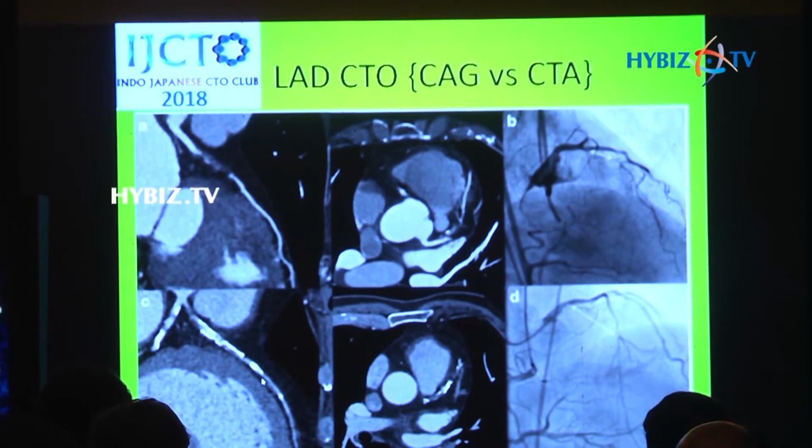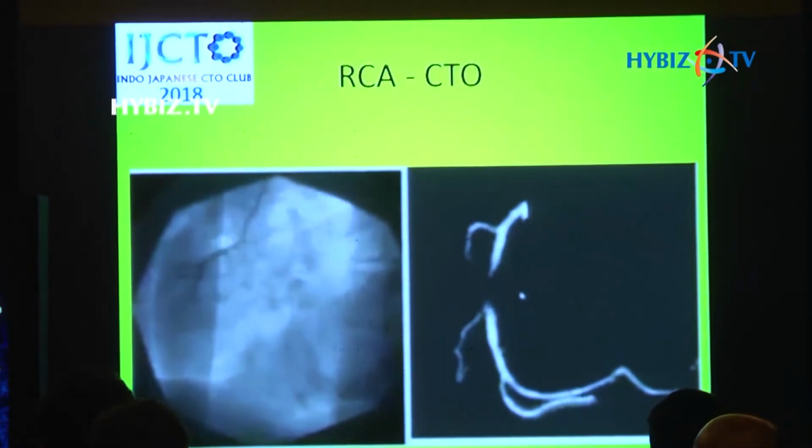And this is another patient with a long lesion. You can see multiple calcific zones. The axial section shows almost 360 degrees. And the angiography again shows a very long lesion, more than 20 millimeters, showing very good correlation between the dual angiography versus CT. Again, this is an RCA CTO.